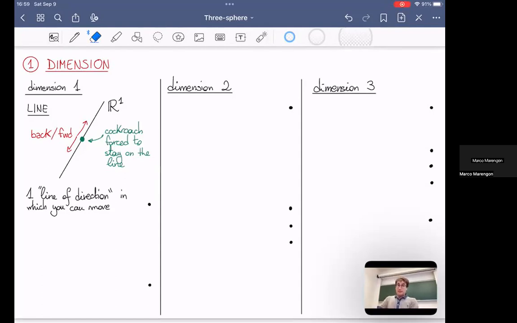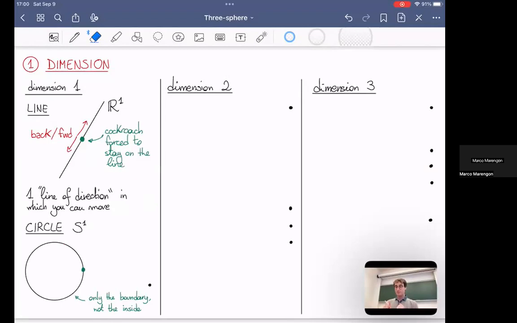Let's give another example of an object that is one-dimensional, and that's the circle. We call it S1 as well. Here I have to be careful, I have to say exactly what I mean by circle. By circle, I mean just the boundary, not the inside. So the inside is not part of the circle, I'm not considering it. Then, if I am considering only the boundary, I can play the same game as before with the cockroach. I force the cockroach to live on this mathematical object, that is the circle. Again, only the boundary, not the inside.